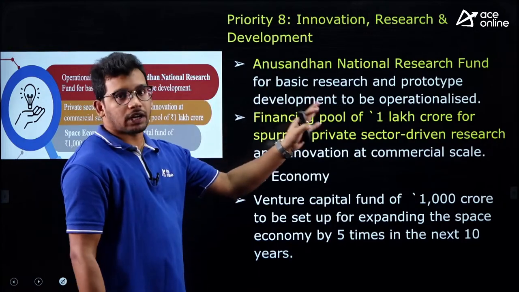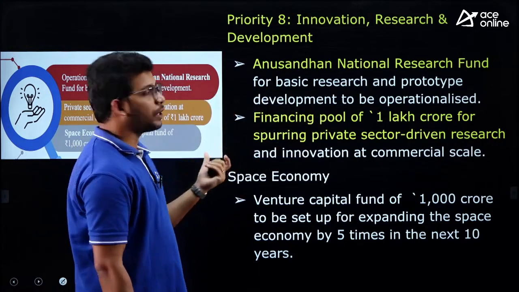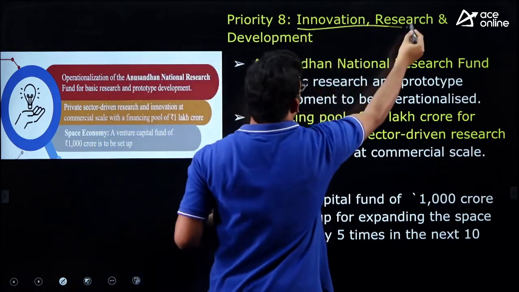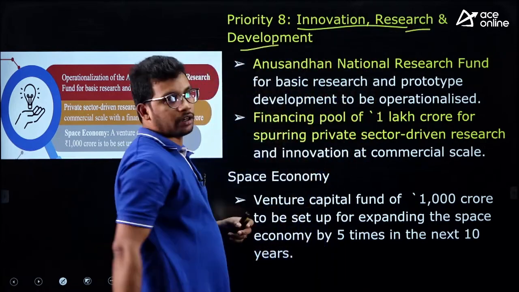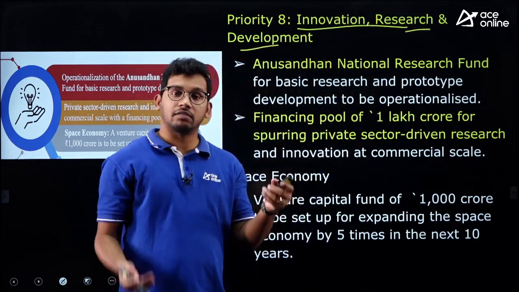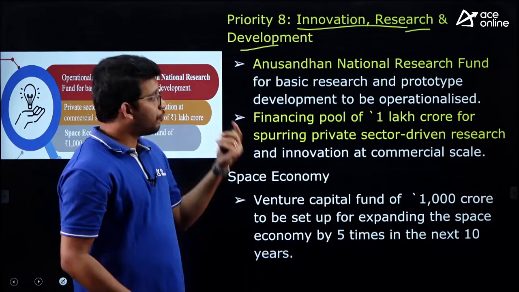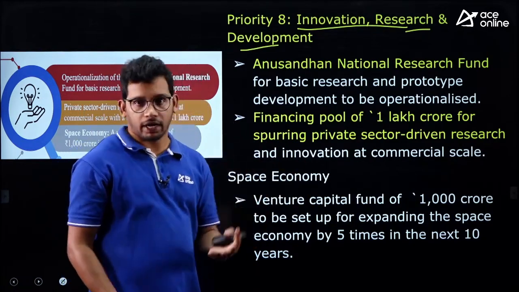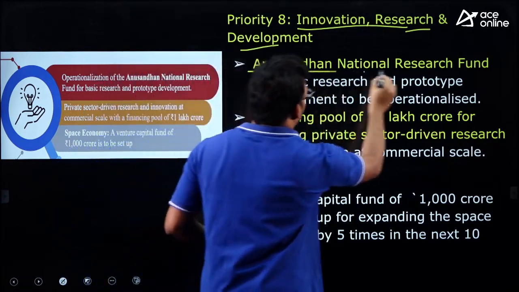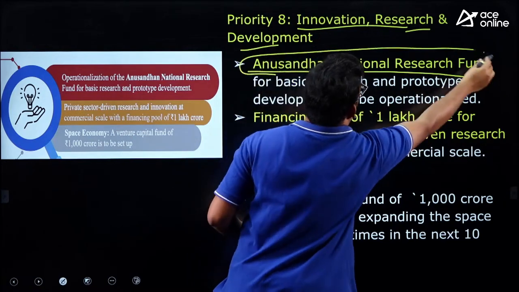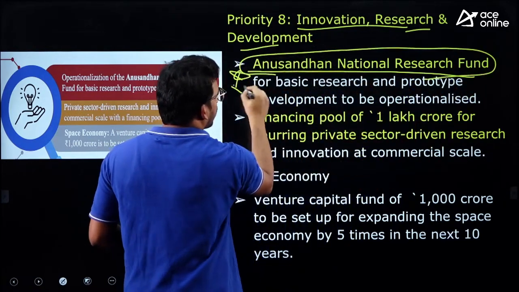We are moving to the climax of these priorities. 8th priority, that is to encourage innovation, research and development. I have explained to you in the beginning itself that India is lagging behind in research and development. For that purpose, the government is going to encourage it now. The government has come up with the Anusandhan National Research Fund, a very, very important fact.